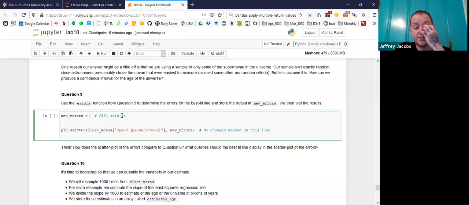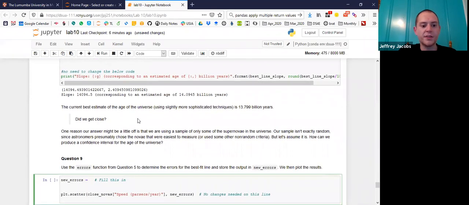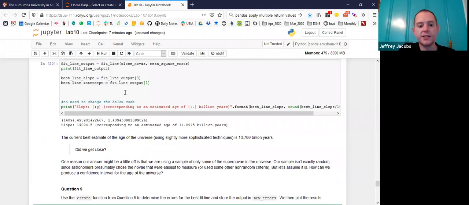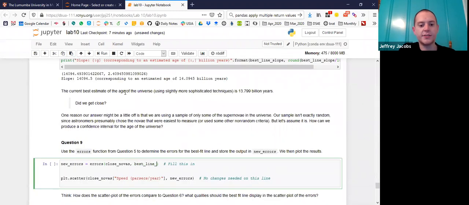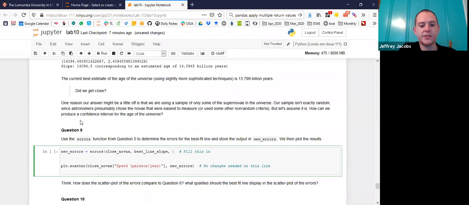So now we're going to use our errors function on the best fit line that we found using our line optimizer. In this case, we want to call errors where the first argument, as before, is close novas, but now our estimated slope is best line slope, and the intercept we give it is best line intercept.